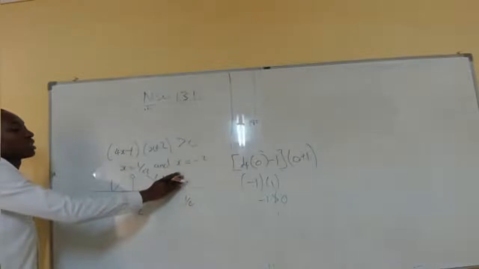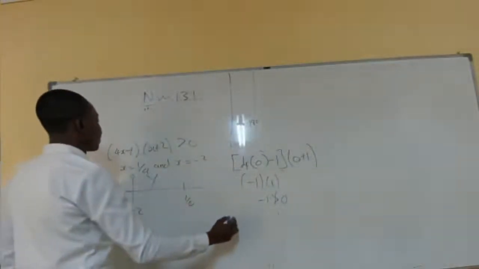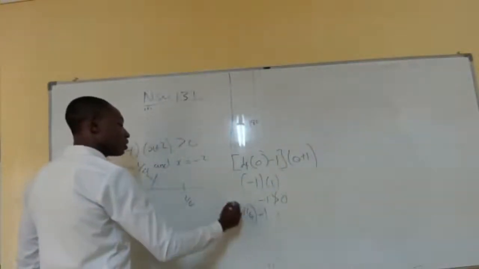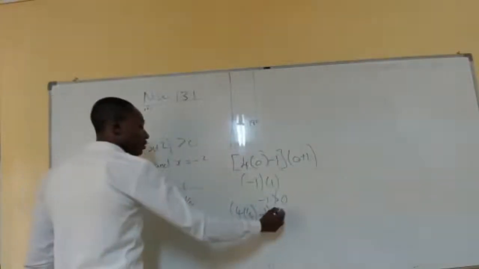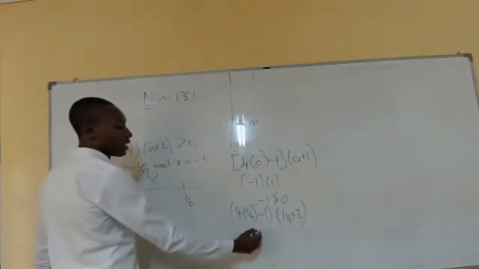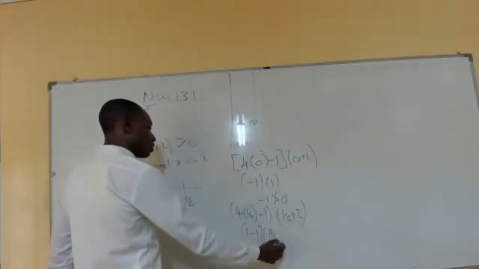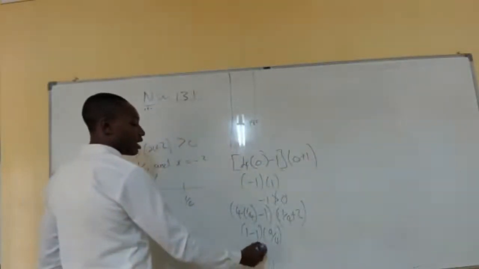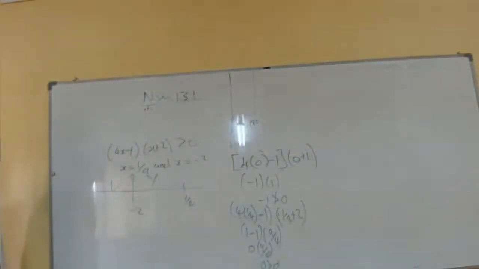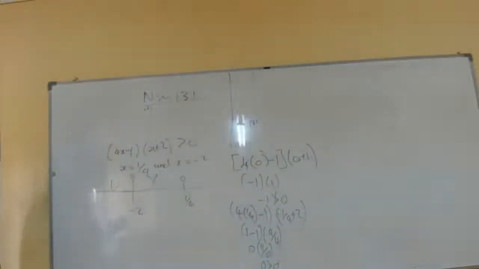If you decided to test the value 1 over 4 itself, it will give you 0, okay, because you have 1 over 4 minus 1, alright, then we have 1 over 4 plus 2. Okay, so this is 1 minus 1 multiplied by 9 over 4, alright, so 0 multiplied by 9 over 4 is 0. But is 0 greater than 0? 0 is not greater than 0. So since 0 is not greater than 0, this particular point is not part of our solution either.